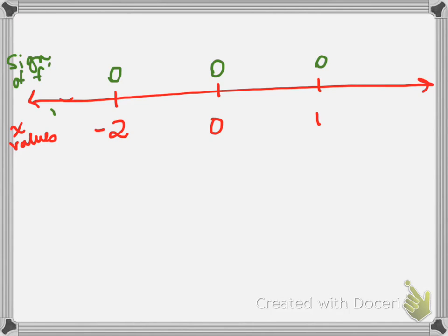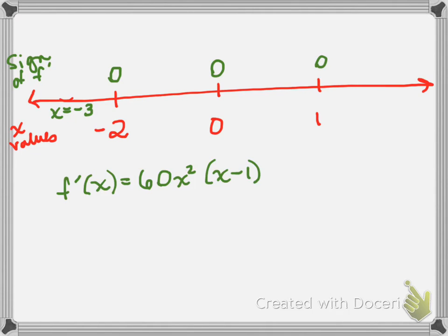So all I need to do is choose one value. Say I'm going to choose x equals -3 for this interval to the left of -2. I'm going to go ahead and input that into the first derivative and check and see what is the sign. So what I probably should do first is go ahead and write down the formula for the first derivative. It's 60x squared times x minus 1 times x plus 2.